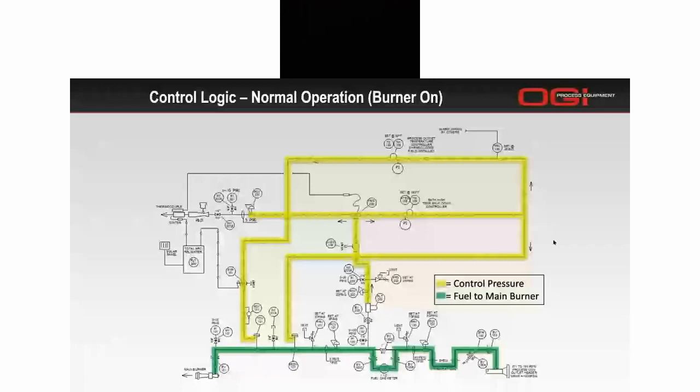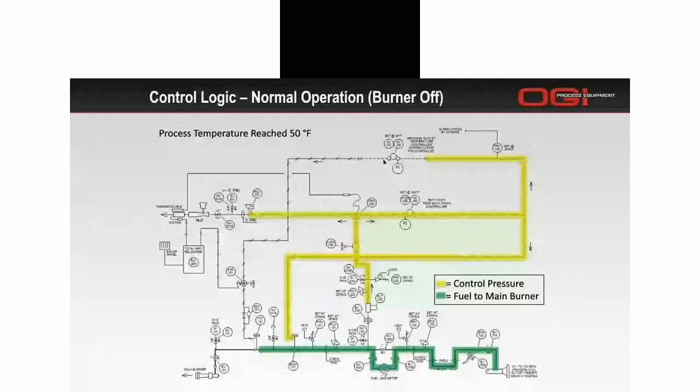So let's walk through the next scenario. You've got the heater that's been running, it's met demand, and now the heater turns off. This is a normal situation. So here's your normal operation, burner off. The process temperature has reached a set point of 50 degrees.